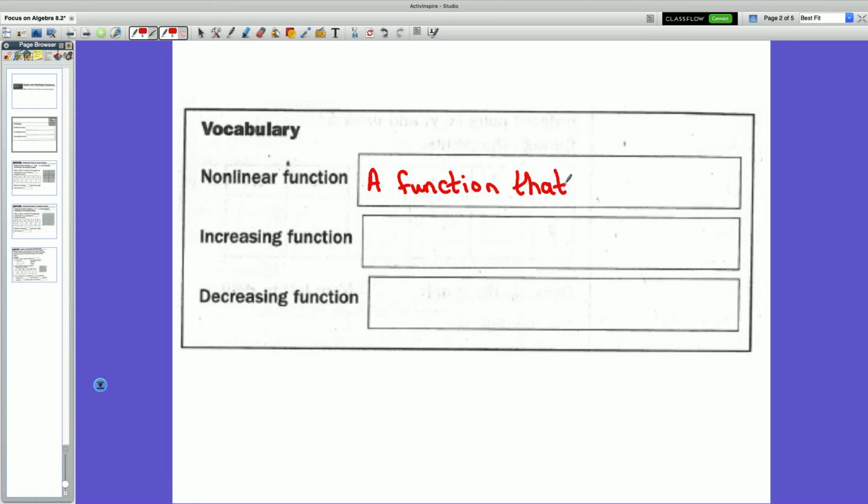that is not a line. Now, it's still a function, so it still has to pass the vertical line test, but the overall graph will not be a line, okay?